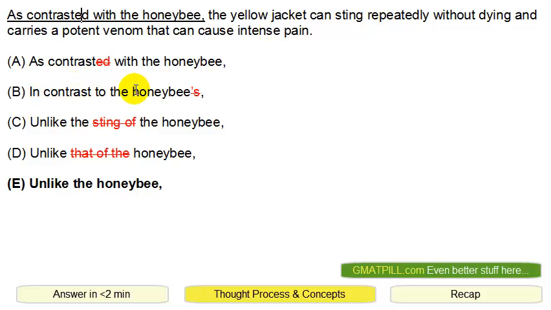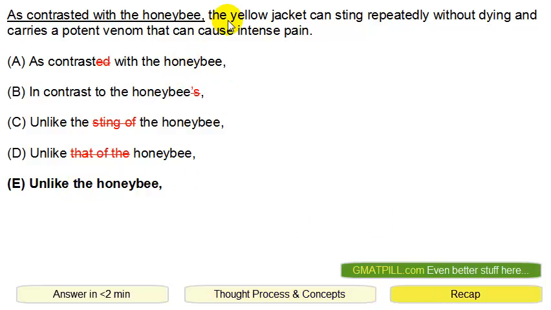In contrast to the honeybee, actually would be okay, but the apostrophe s makes it not okay, because then you don't know what you're comparing here. You want to compare directly the yellow jacket to the honeybee. And C and D have the same issue, that of, sting of, and the only one that has honeybee directly is E, and that's why E is the correct answer.